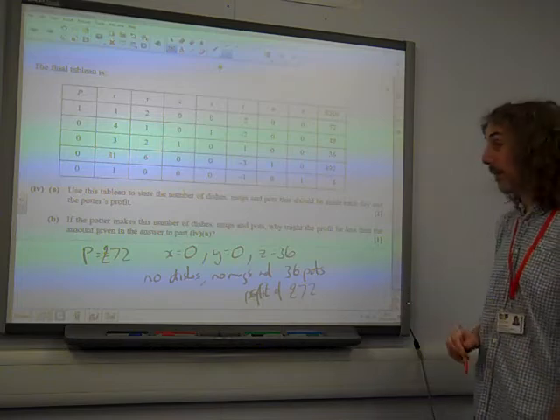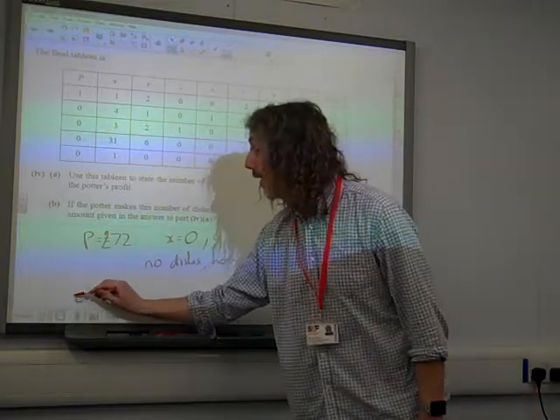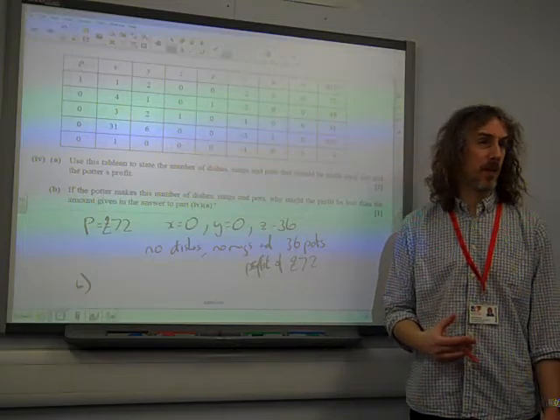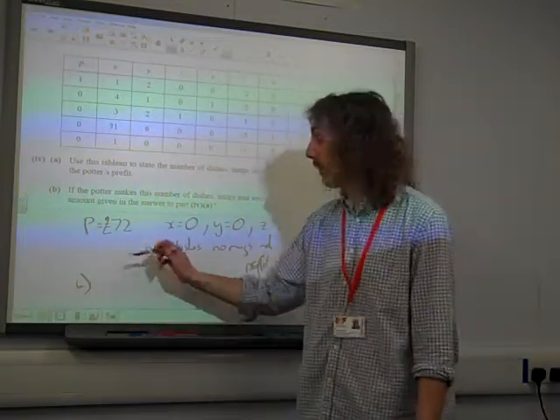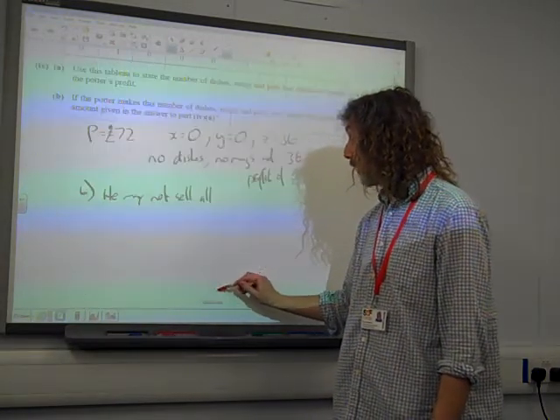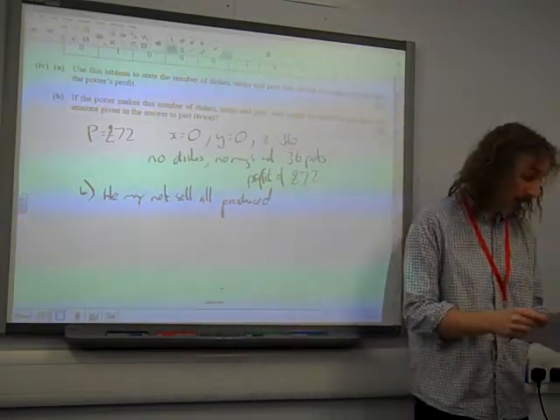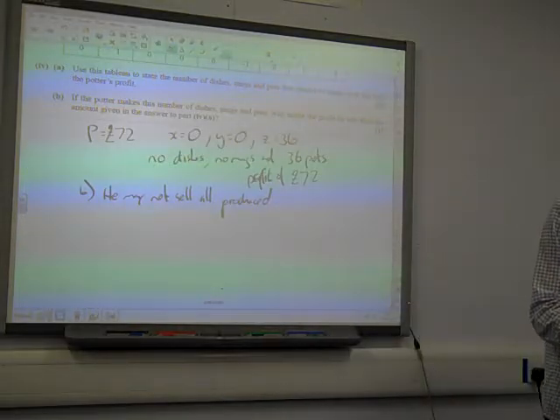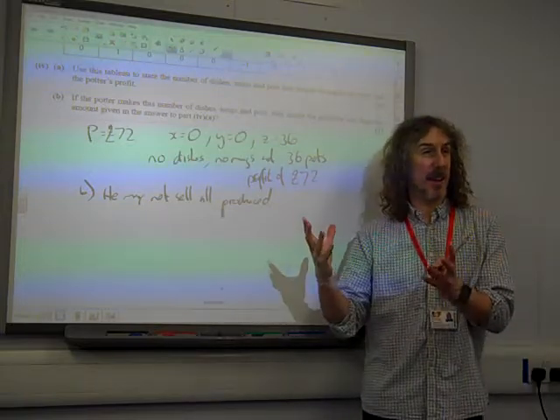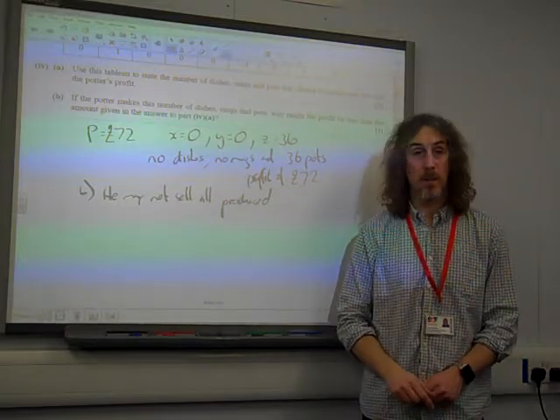Finally, the question said, if the potter makes this number of dishes, mugs and pots, why might the profit be less than the amount given? Well, that's the bit where you just do all of that kind of general interpretation stuff. He may not be able to sell all the ones that he makes. So the demand might not be enough. Goods may be cracked in the kiln. That's how many he can actually create, but they may not all be good for selling. All of those kind of ideas. You may not sell all produced.